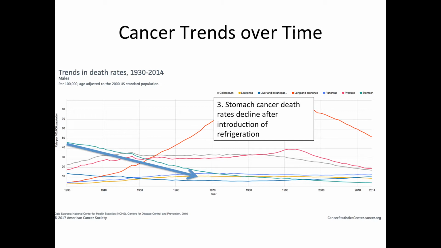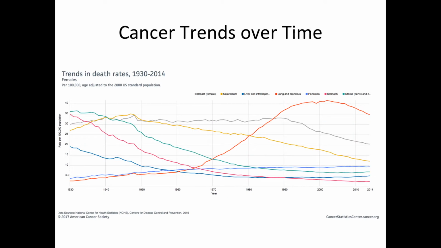And that has to do with the introduction of refrigeration, which allowed two things. One, it allowed Americans to stop relying on heavily preserved, smoked, cured meats, which are carcinogenic. And it also allowed the introduction of fresh fruits and vegetables more commonly into our diets, which, because of their antioxidants, likely have an anti-cancer effect when consumed as part of a steady, healthy diet. So those are trends over time for men.